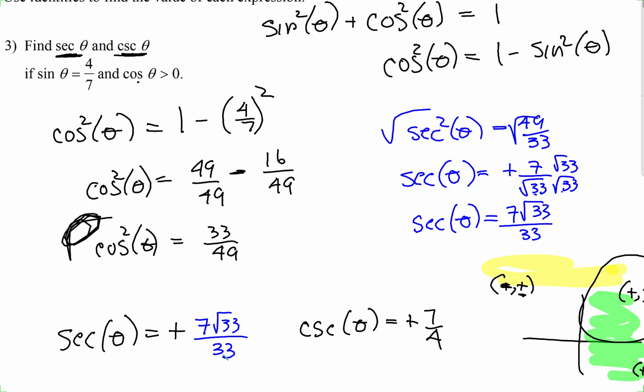So that's 2 examples of using the Pythagorean theorem, at least for one of the pieces, finding two trig functions given two pieces of information where one of them is either positive or negative, and then one exact trig function. That's it.